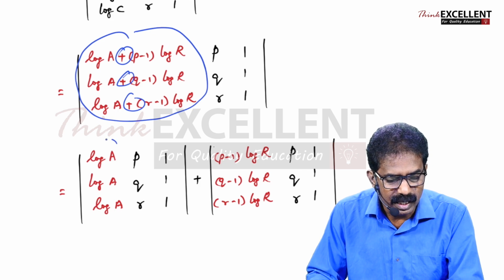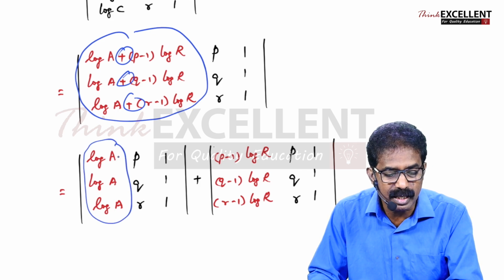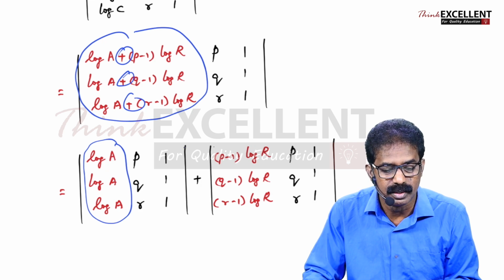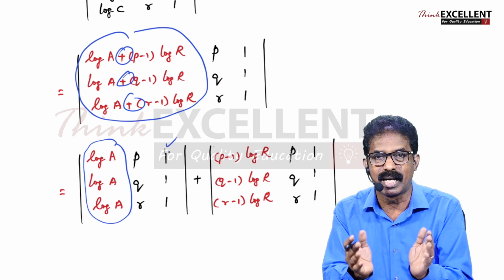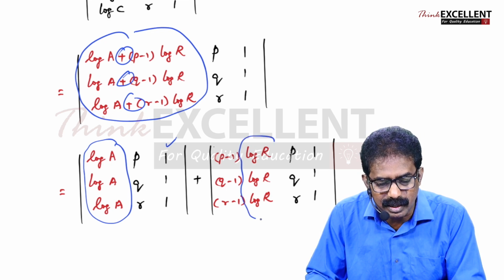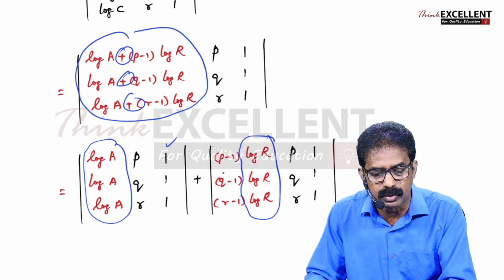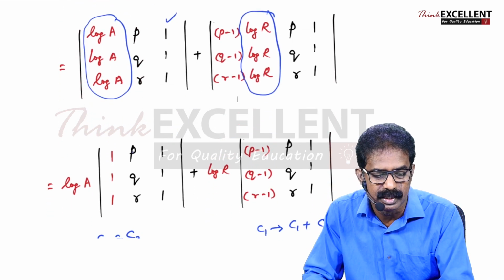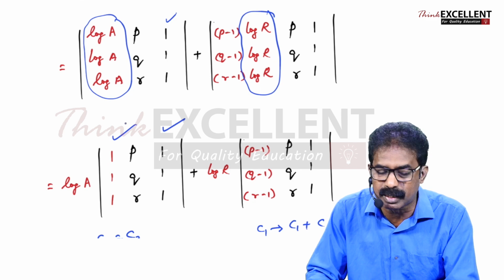Now here, in the first one, what is common? Log A is common. Take log A outside and you will get 1, 1, 1. That column also is 1, 1, 1, so that determinant becomes 0. In the second one, what is common? Log R can be taken out. You will get p minus 1, q minus 1, r minus 1. You get it like this. Here these two are identical, so the value becomes 0.